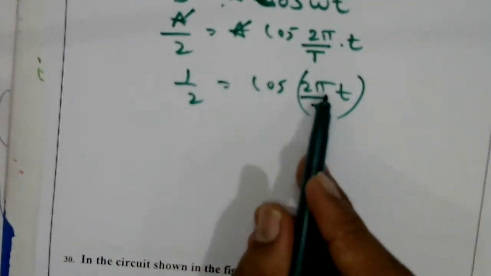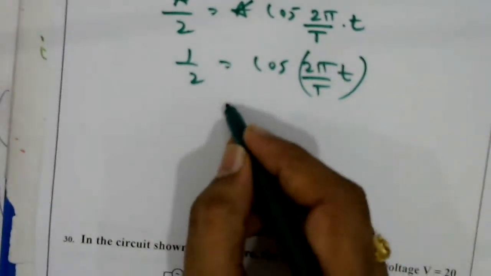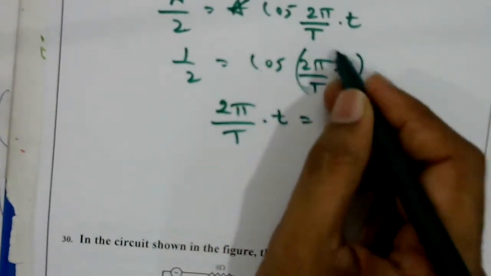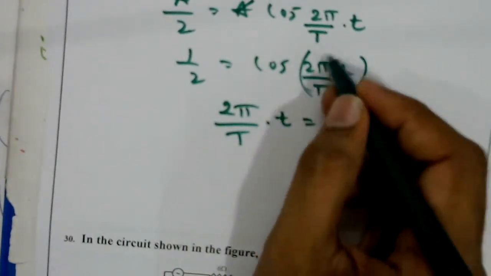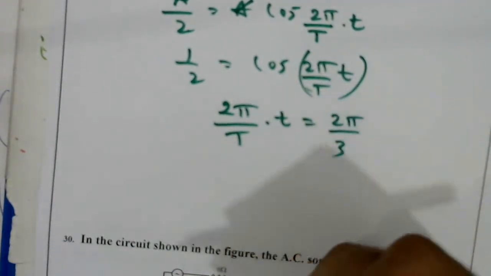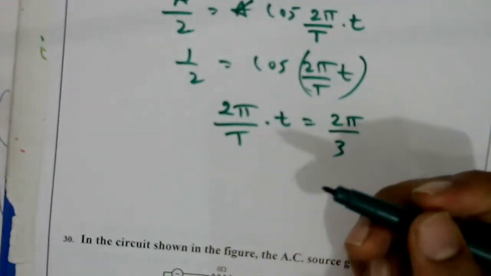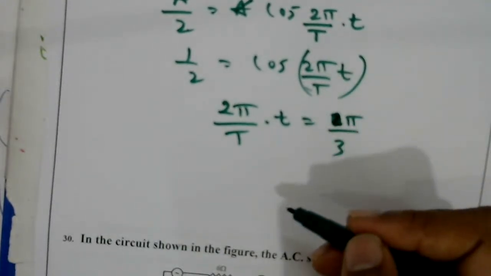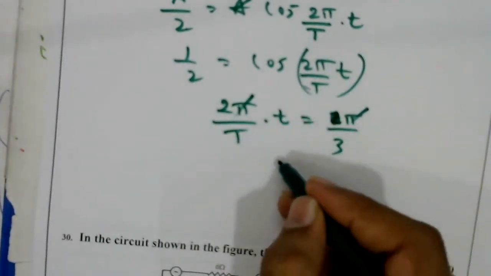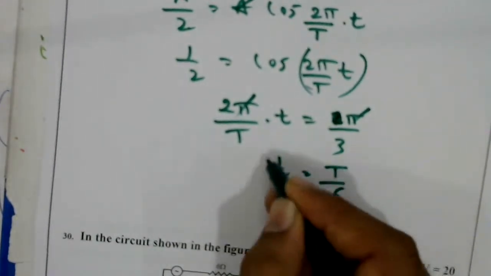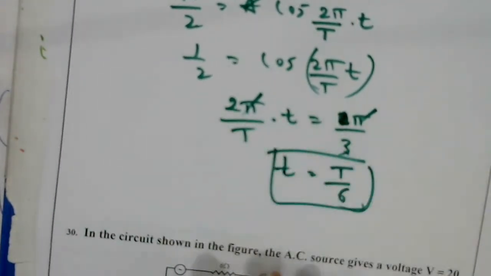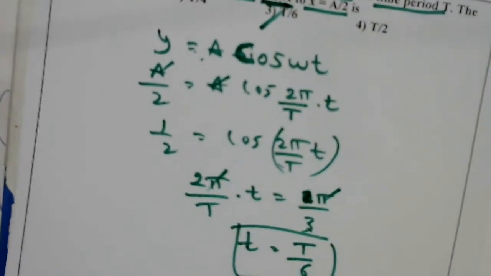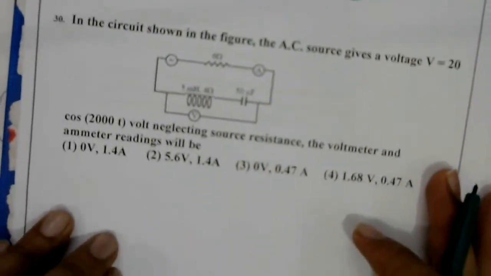When the cos value is equal to 1 by 2, the angle is 60 degree, so 2 pi by T into t, this angle should be 60 degree. 60 degree is nothing but pi by 3. Sorry, not 2 pi by 3, 60 is nothing but pi by 3. One pi gets cancelled, and t is equal to T by 6. Why? Because 2 into 3 is 6, so it is T by 6. Third option. Next question.